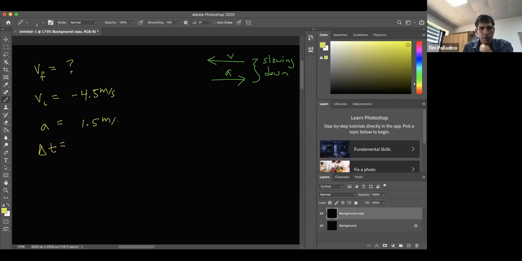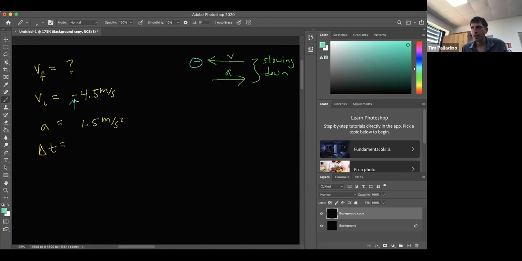Negative? Is it negative? No, in this case, this is why I included this one. Our initial velocity is in the negative direction. For this one, I told you velocity is negative 4.5. Right away, when I think of that, I automatically draw my velocity vector. So I know it's moving in the negative direction.